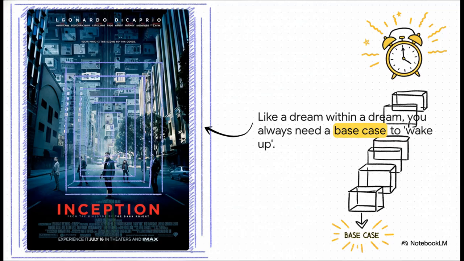Ultimately, maybe the best way to think about recursion is like the movie Inception. Each time the function calls itself, it's like going one dream level deeper. It's a powerful way to solve these incredibly complex problems by just breaking them down into simpler and simpler versions of themselves. You just have to remember the most important rule of all. You always need a base case. You need that kick to wake you back up through all the levels.